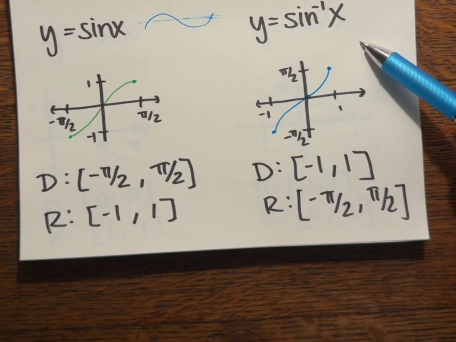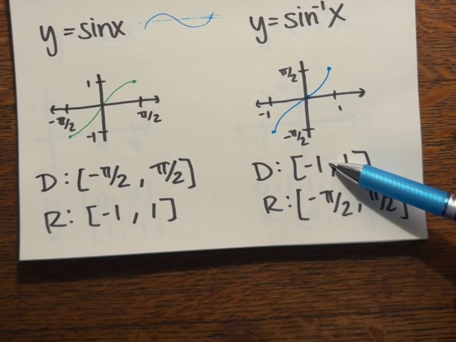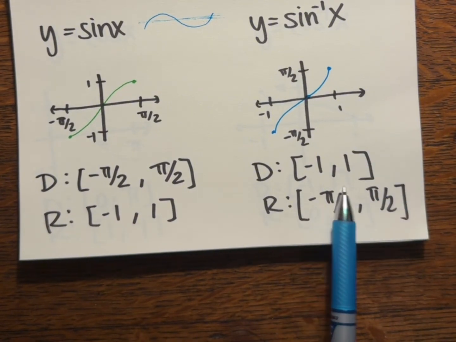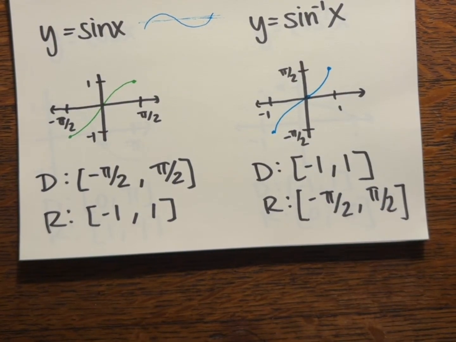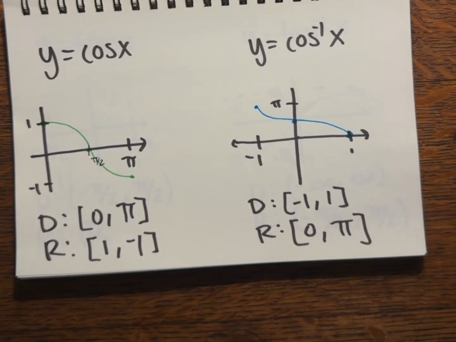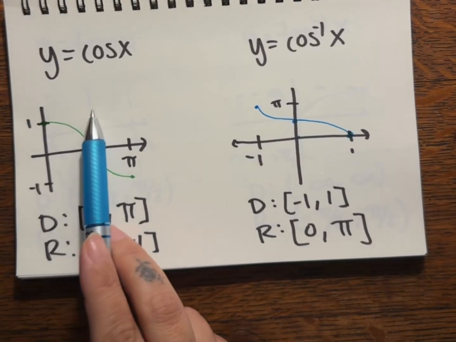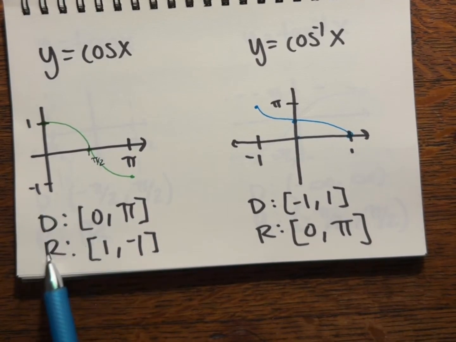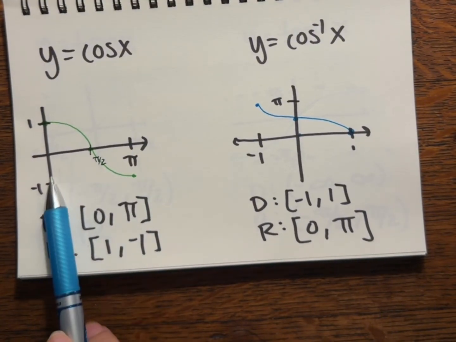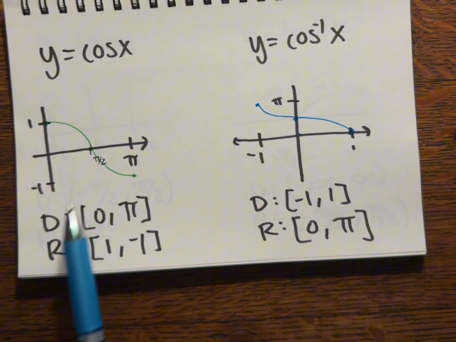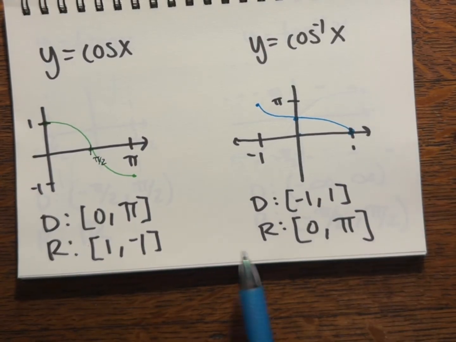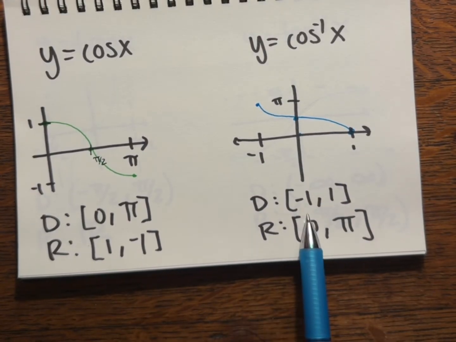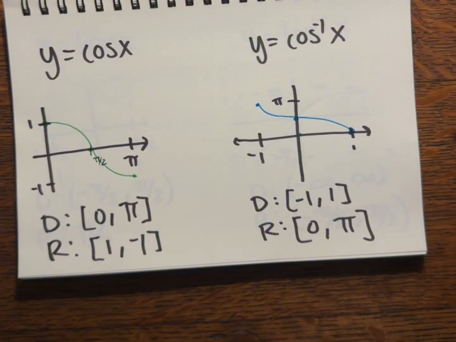And so the inverse function is going to have the domain of negative 1 to 1 and the range from negative pi over 2 to pi over 2. And the same idea here, working with the cosine function, we restrict the domain from 0 to pi so that it's 1 to 1 on its domain, and to work with the inverse function. The inverse function is going to have domain negative 1 to 1 and range 0 to pi.